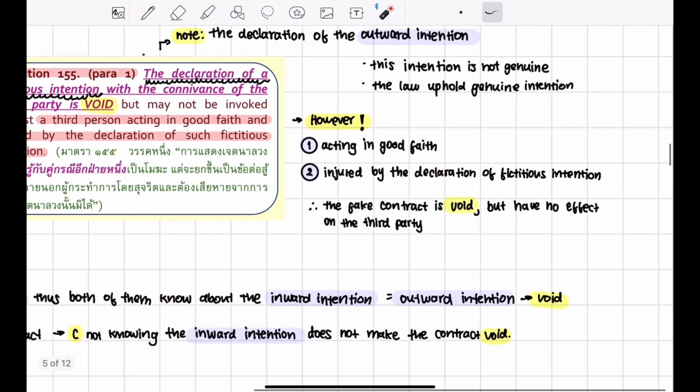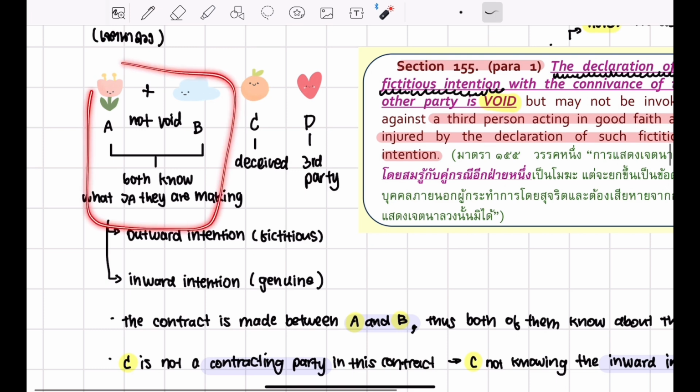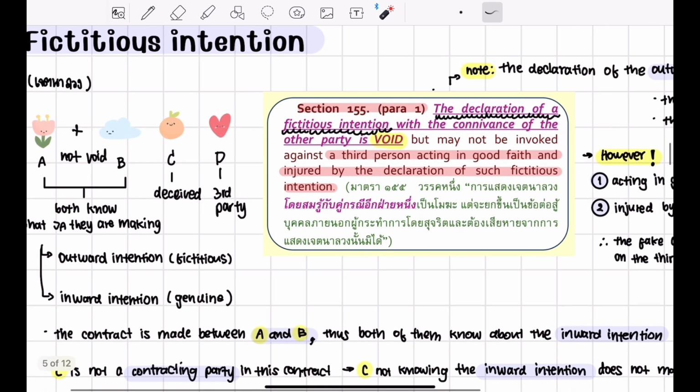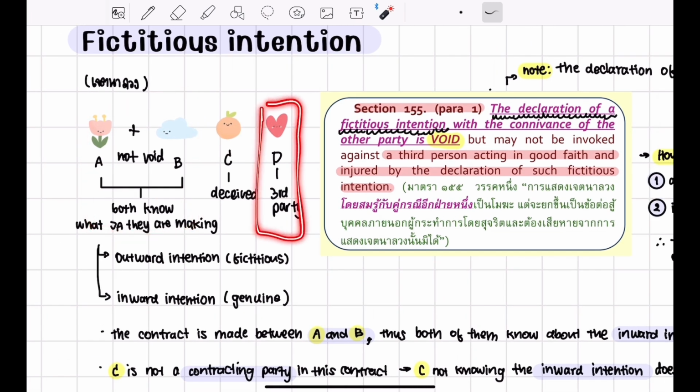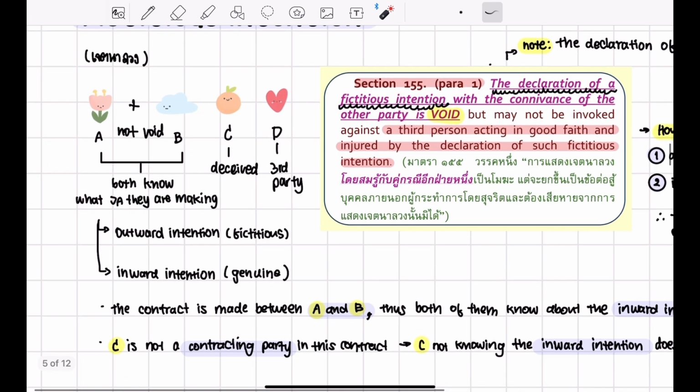Because the law wants to uphold the genuine intention, the law does not care about anything else as long as both parties know what they are doing. But whenever this is invoked against a third person who knows nothing about the contract they are making, and who is acting in good faith and is injured by the declaration of such fictitious intention made by these two, then the law would protect D, who is a third party.